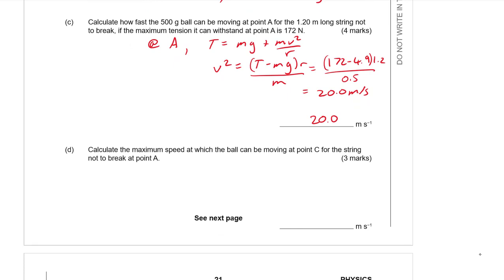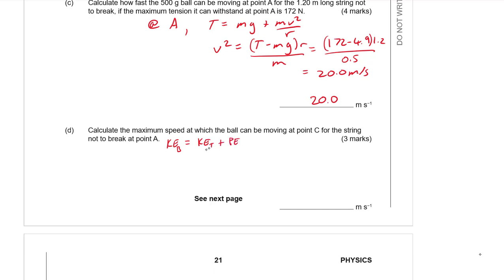So what I would do is I would say, well, at the bottom you have a certain amount of kinetic energy, and that's going to have to be equal to whatever the kinetic energy was at the top, plus the potential energy at the top. And that way we can find the velocity based on this kinetic energy value here. So if I was to expand that out, I would have half mv squared equals half mv squared plus mgh.